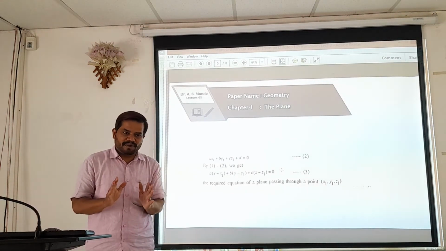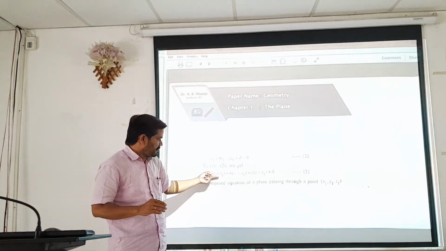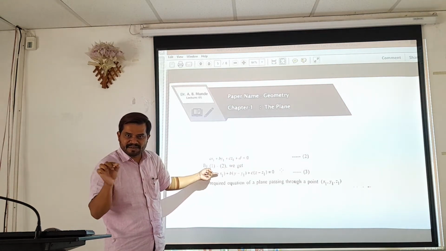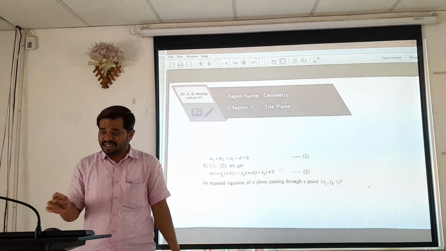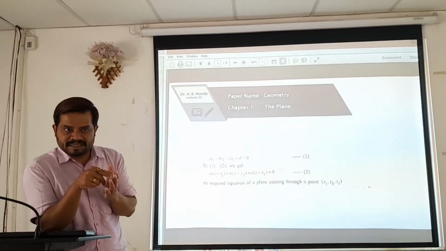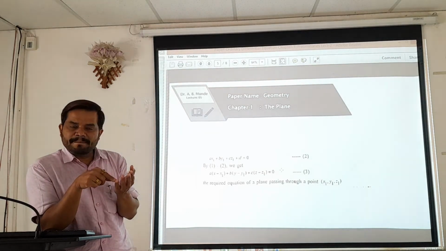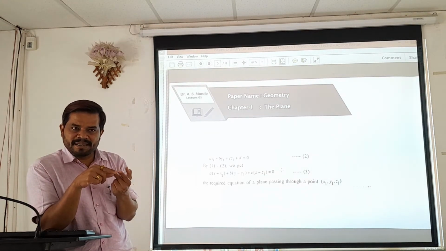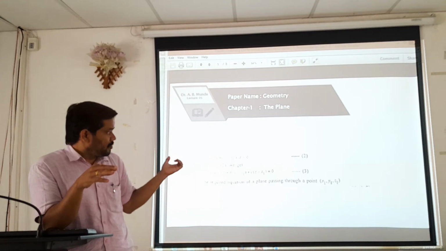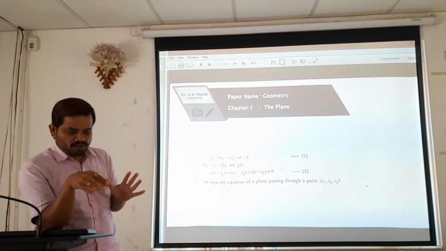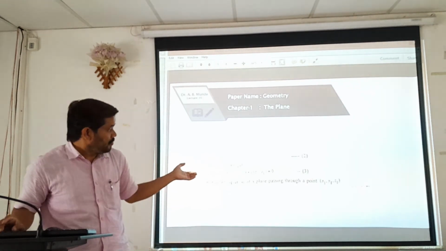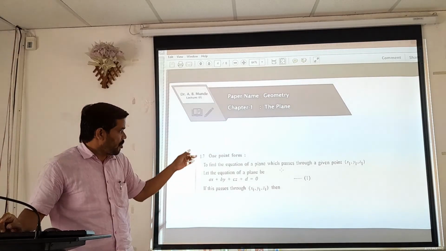So you have to remember this one, equation number 3, which is the equation of a plane in one point form, and that point is x1, y1, z1. So today we have discussed the equation of a plane passing through 3 points, the equation of a plane passing through 1 point, and also the intercept form, and also we have solved some examples. Okay, so today we will stop here, and tomorrow we will discuss the examples on the one point form.